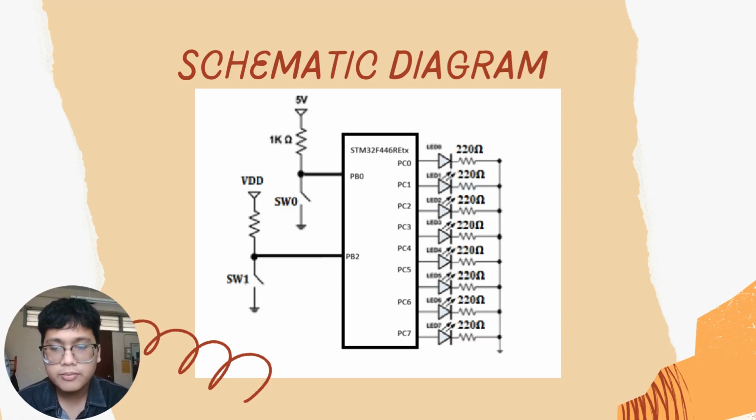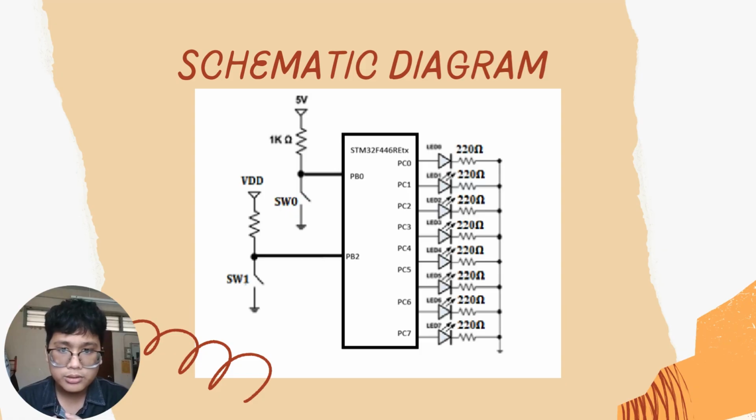Our schematic diagram is a little bit different from the original schematic diagram, since there is a little bit of a problem with the original schematic diagram. We change the input port and output port. First, the input port. We change from PC1 and PC13 to PB0 and PB2, since the PC13 is not suitable for use. For the output port, we change from port B to port C, since at port B there are some ports that can be used like PB3 and PB5.